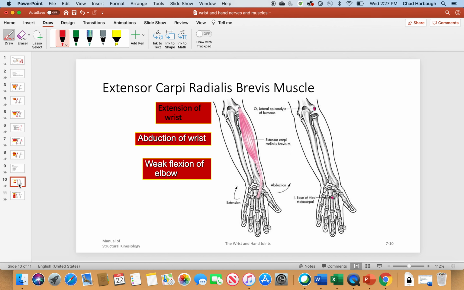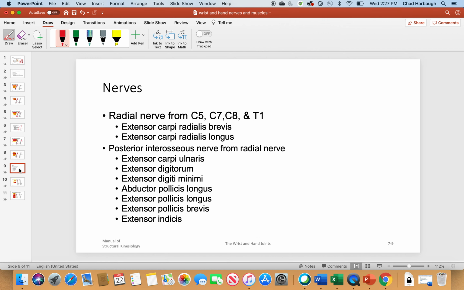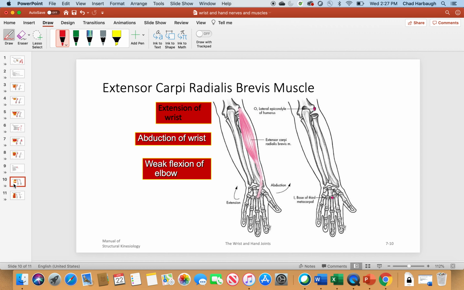And finally, the last one is going to be the radial nerve. I just picked out a couple of examples. There are many. A lot of these are going to be part of the intrinsic muscles, but looking at the extrinsic muscles, what we see is their job is for the extensors. So extension of the wrist, abduction or radial deviation, and also a weak flexor of the elbow. Since they are extensors, we see that the origin changes from the medial side to the lateral side, and then this time we're going to see it inserting on the base of the third metacarpal.